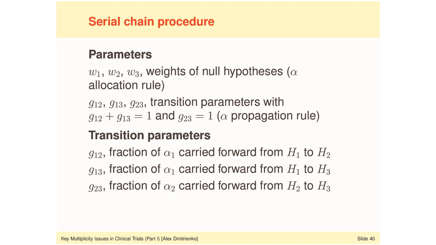And similarly, when we look at G13 and G23, these are the fractions of the corresponding significance levels that are carried from H1 to H3 and from H2 to H3, provided in this case that H1 or H2 are rejected respectively. The conditions that we impose on those transition parameters are that, of course, they're all non-negative, and in addition, G12 plus G13 is going to be 1, because all alpha is going to be transferred from H1 to H2 and H3 if H1 is rejected.